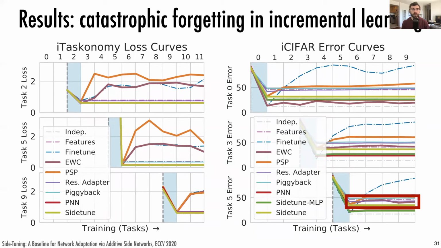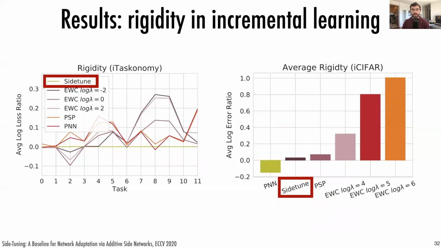methods. We quantify rigidity as the ratio of the loss on the task when learned in sequence versus the loss if you had instead learned that task first. We take the log of this and show it here. As expected, side tuning shows zero rigidity on both ICIFAR and iTaskonomy. In contrast, other methods which work well in ICIFAR become increasingly rigid on iTaskonomy.